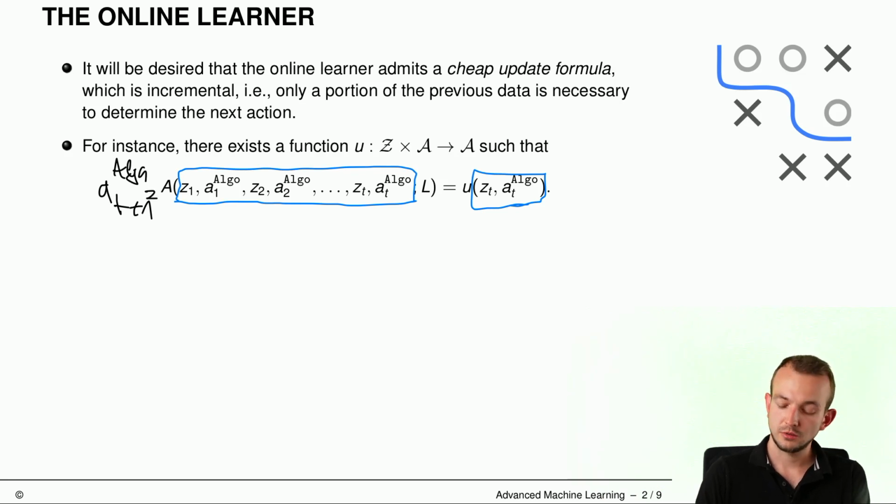Of course, it's also okay if we use not only the most recent, but perhaps the second most recent, so the pair in time step t-1, but we definitely don't want to use the entire information, because this suggests that it will be time consuming and resource consuming.